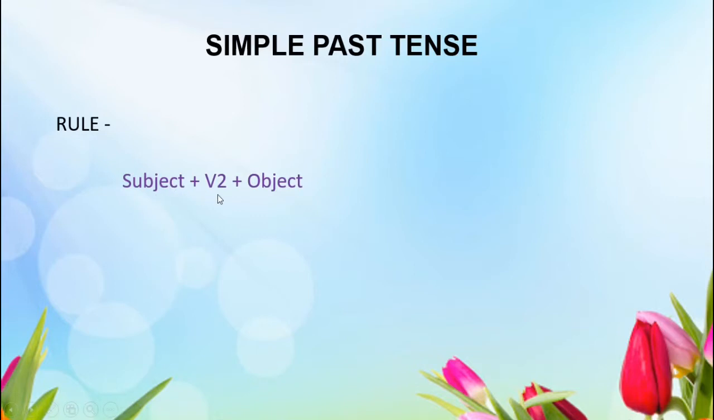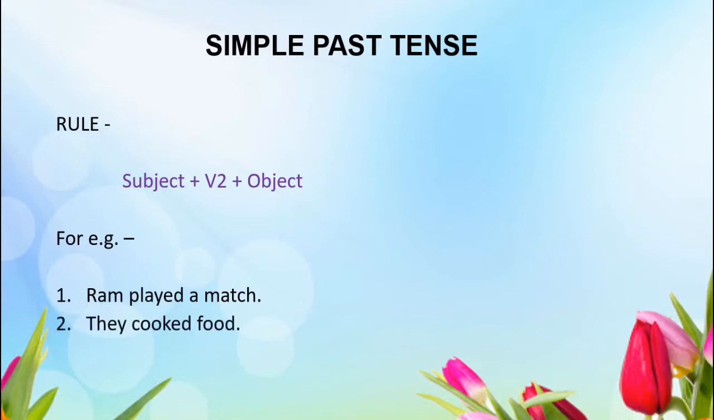Subject plus second form of the verb plus the object. Repeat with me. Subject plus second form of the verb plus object. Let's see a few examples. Ram played a match. They cooked food. I went there. Students, as we can see in all the three sentences, the verb is in second form, like played, cooked, went. These all are the second form of the verbs.